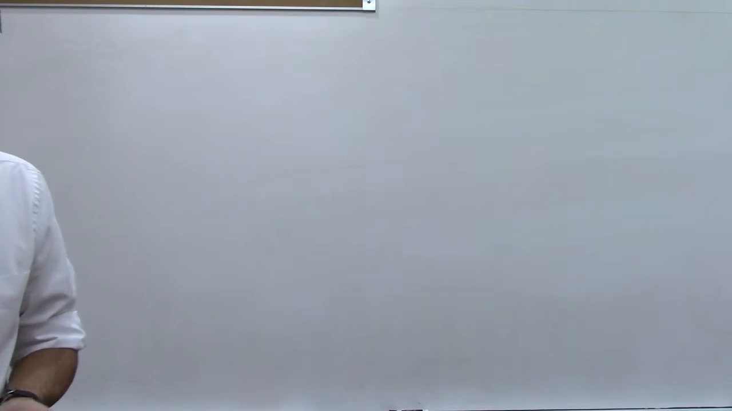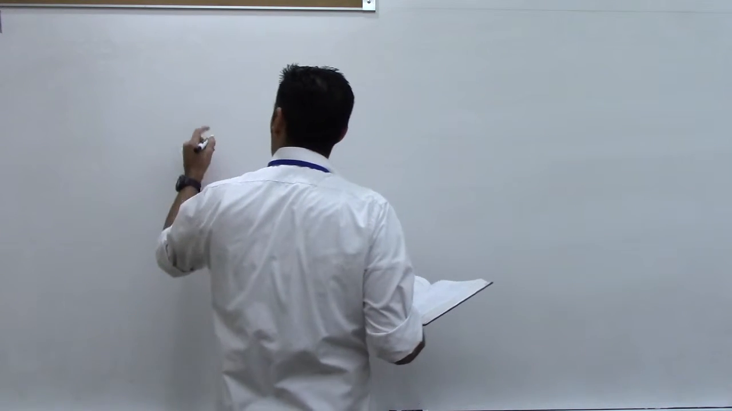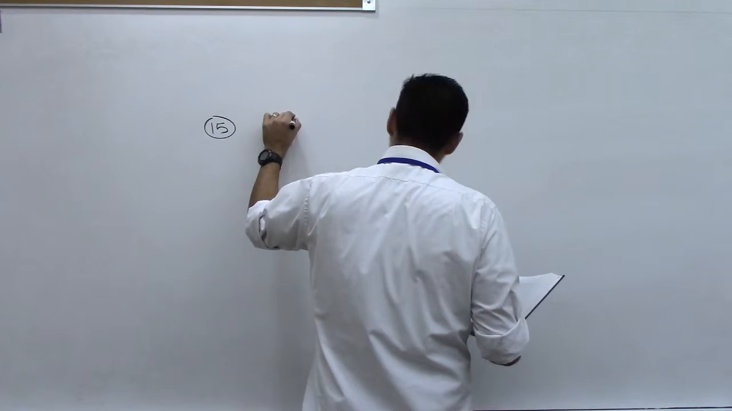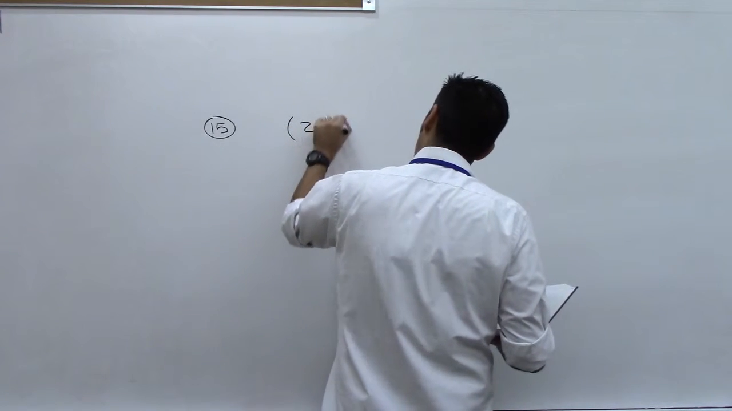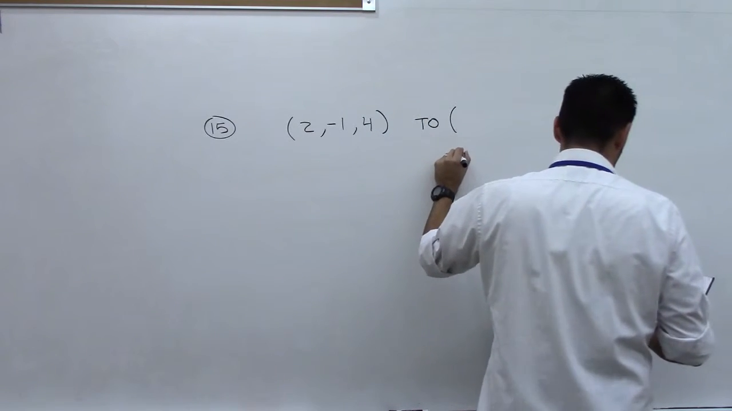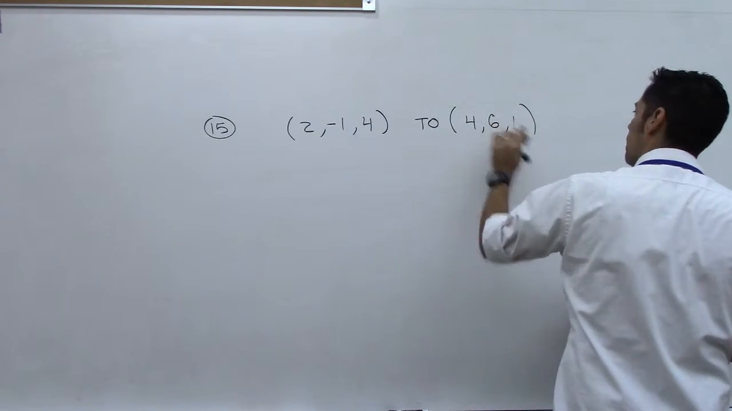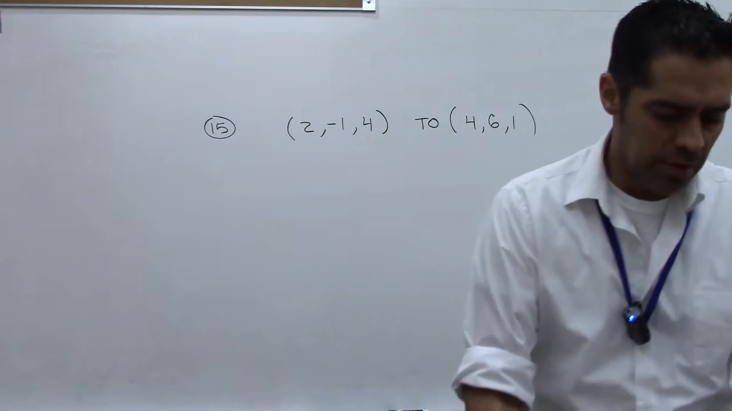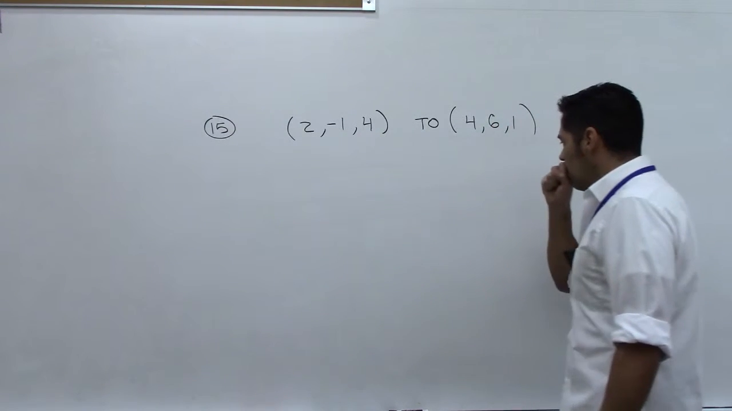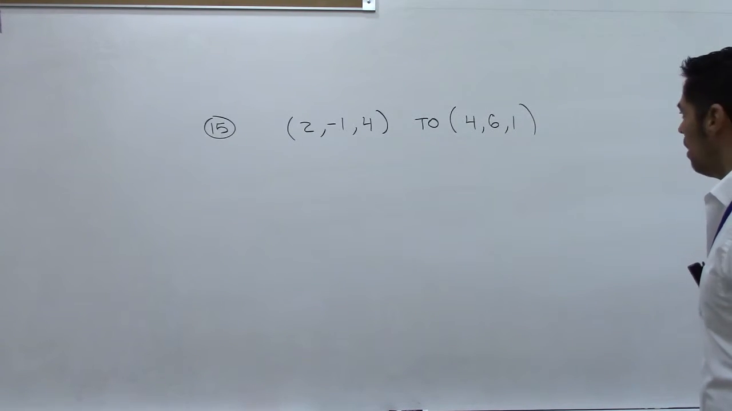All right. Find the vector equation for the line segment connecting the point (2, -1, 4) to the point (4, 6, 1). So we want the vector equation that's going to connect this point to this point. And the important thing is that we want the segment, not the complete line itself.